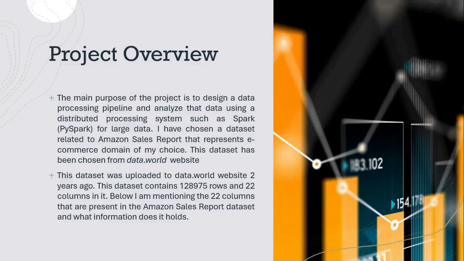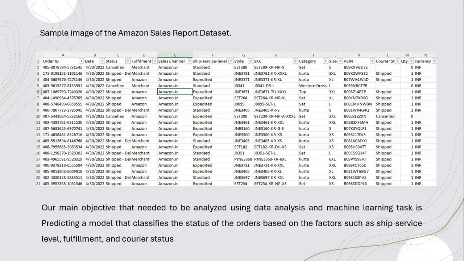In the next slide, I am mentioning the 22 columns that are present in the Amazon sales report data set and what kind of information it holds. Here you can see a sample image of the Amazon sales report dataset. The 22 columns are order ID, date, status, fulfillment, sales channel, ship service level, style, SKU, category, size, ASIN, courier status, quantity, currency, amount, ship city, ship state, ship postal code, ship country, and promotion IDs.